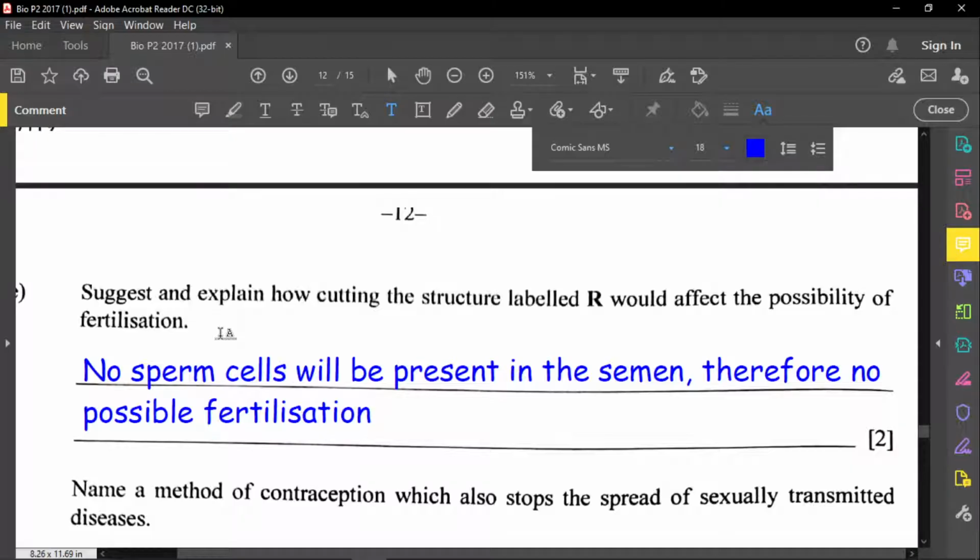All right, so there's no possible fertilization taking place. All right, great. All right, so that's exactly what will happen here. No possible fertilization taking place at all.